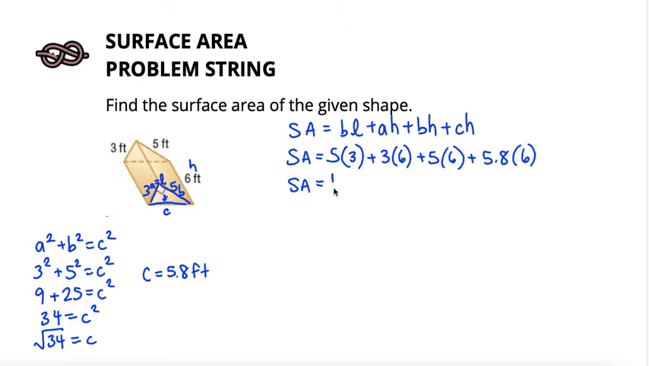5 times 3 is 15. 3 times 6 is 18. 5 times 6 is 30. And using my calculator, 5.8 times 6 is 34.8. The last thing that you need to do is to add these 4 dimensions together to get a value of 97.8. Include your units, which is feet squared. So area, surface area, or regular area is always square units, because we're looking at a two-dimensional shape when I unfold it.